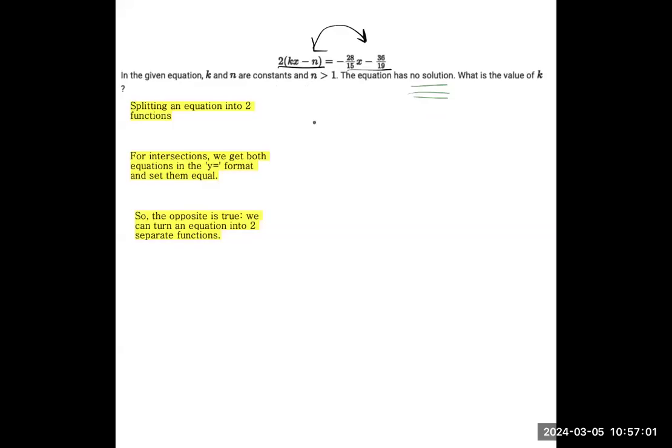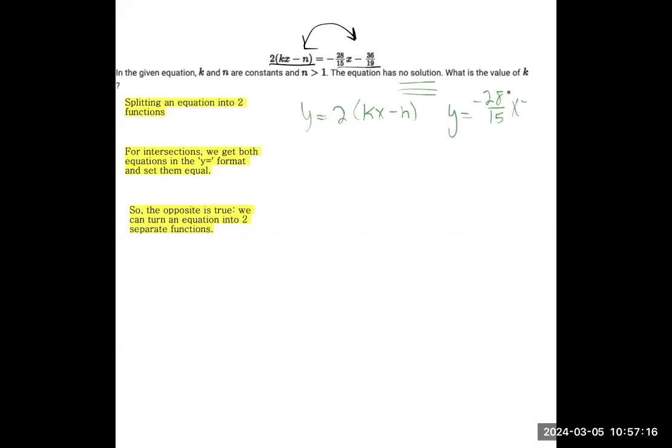So these are two lines, and if we separate them out like this, y equals this thing, and y equals this thing, they're looking a little more like lines. And we can distribute the 2. And now we have two lines in y equals mx plus b format. And we can see the m's and the b's. In other words, we can see the slopes and the y-intercepts.